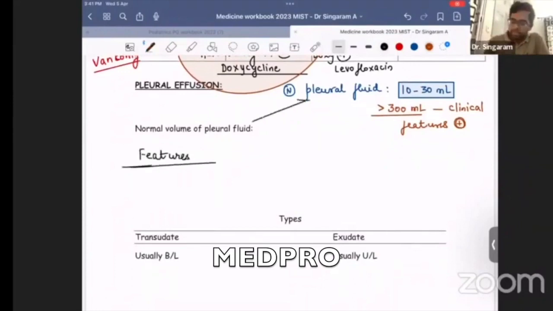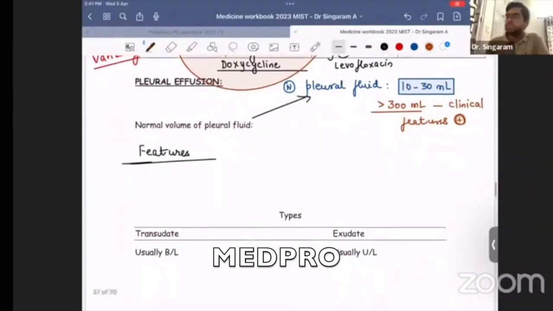Normal volume, I have already mentioned, is 10 to 30 ml. What all features can they present with? They can present with something like heaviness in the chest. See, there's a lot of fluid surrounding the lungs, right? So they will complain of heaviness. They will say that I am feeling some heaviness in my chest. Like that, they can tell. They can also have breathing difficulty.